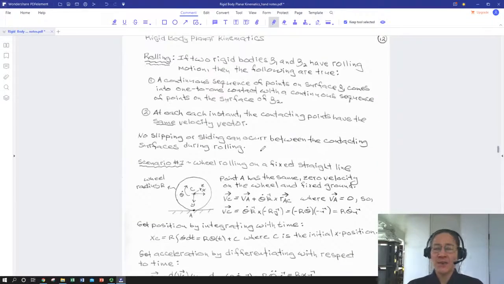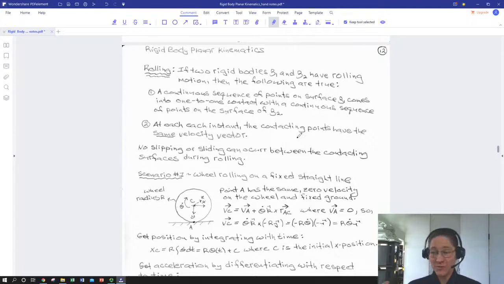Okay, next topic up will be application of all of these two points on a rigid body that is rotating and translating with reference to a fixed coordinate system, a fixed reference frame. We're going to apply it to describe rolling in our next few lectures. So stay tuned for that.